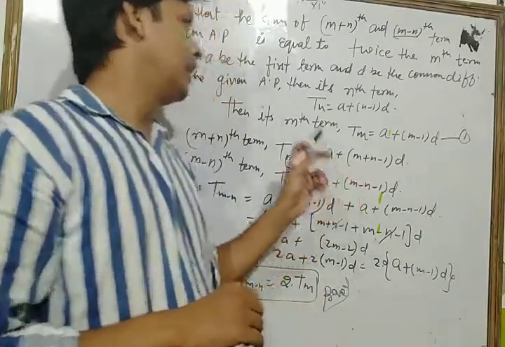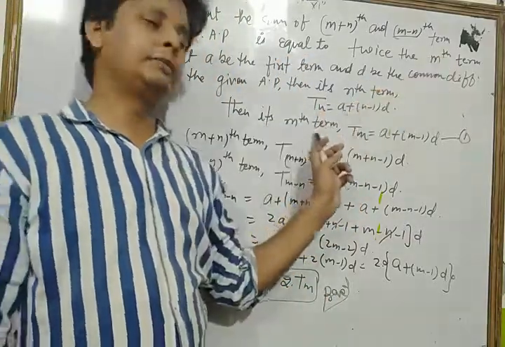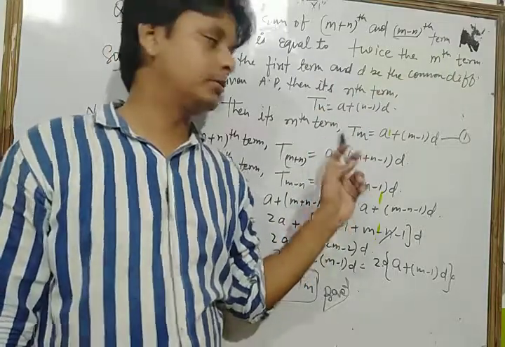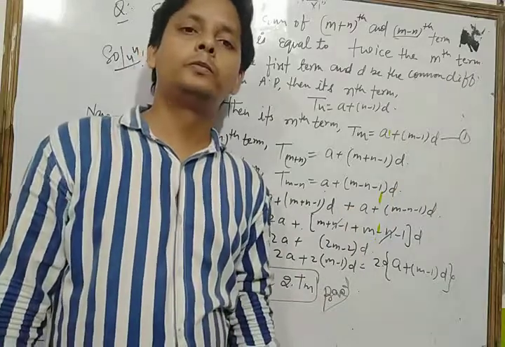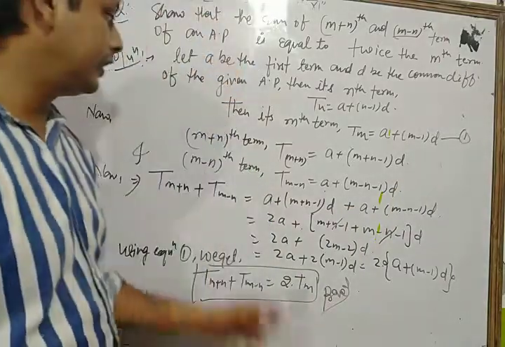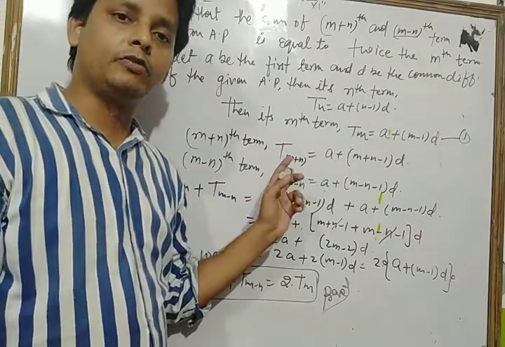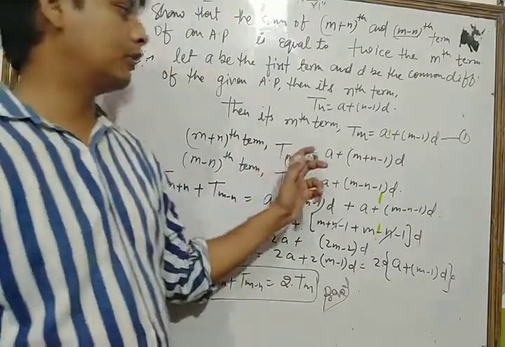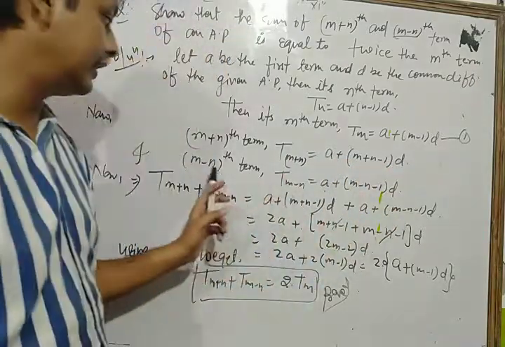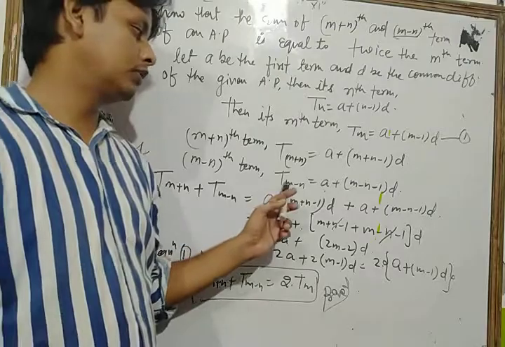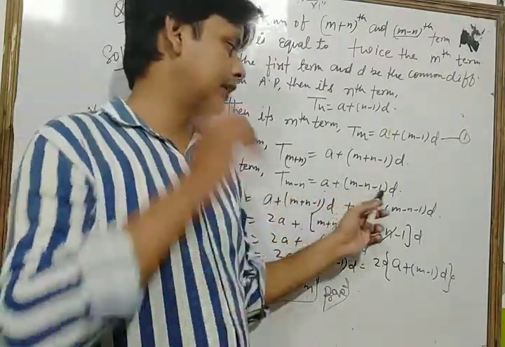Okay. Now according to the question, first of all we write its mth term. The mth term will be a plus m minus 1 into d. We take this as equation 1. After that we find the m plus n term. The m plus n term of this AP is a plus m plus n minus 1 into d. Now we find its m minus n term. The value of the m minus n term will be a plus m minus n minus 1 into d.